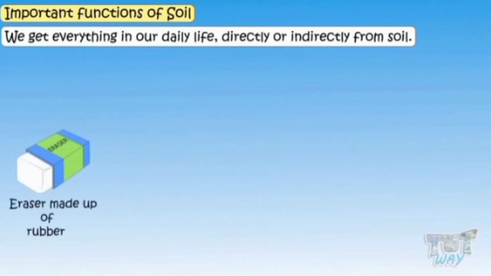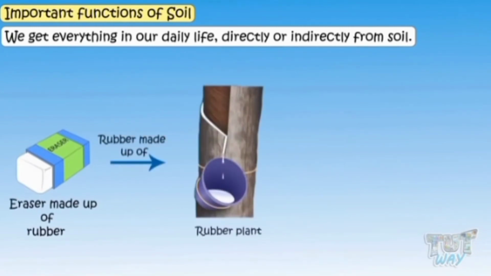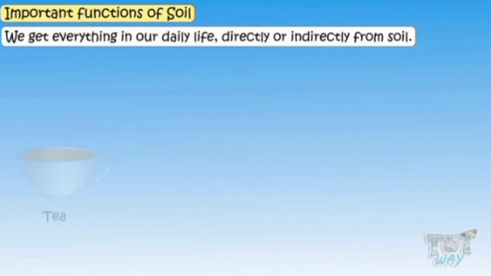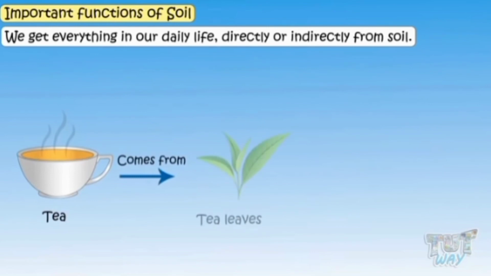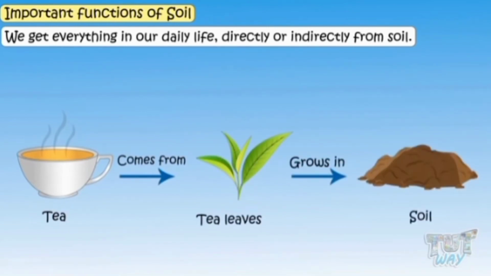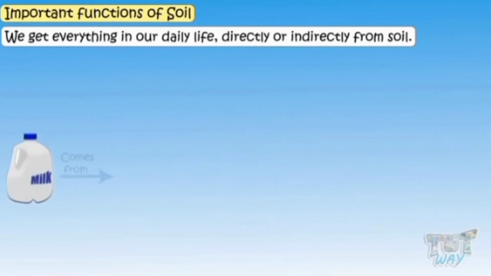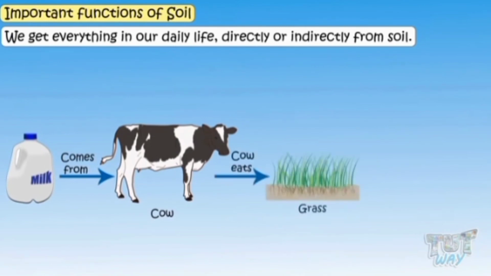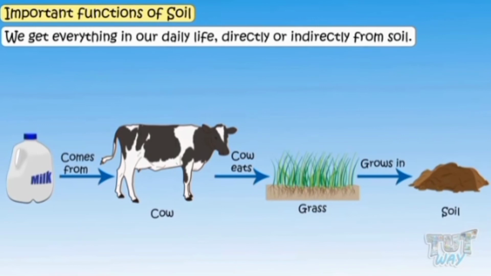Erasers you use come from rubber, and rubber too comes from a tree that grows in soil. The tea we drink comes from tea leaves, so it's also a plant that grows in soil. The milk we drink comes from a cow, and what does this cow eat? It eats grass, which too is a plant supported by soil. So there is no end to the uses of soil.